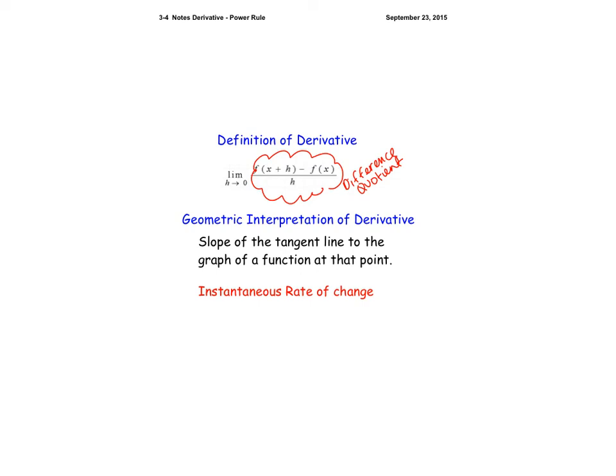Let's get some definitions as well. So here's the definition of derivative. We already talked about this, so you already have it in your notes. The geometric interpretation of the derivative: the slope of a tangent line to the graph of a function at that point. Instantaneous rate of change.